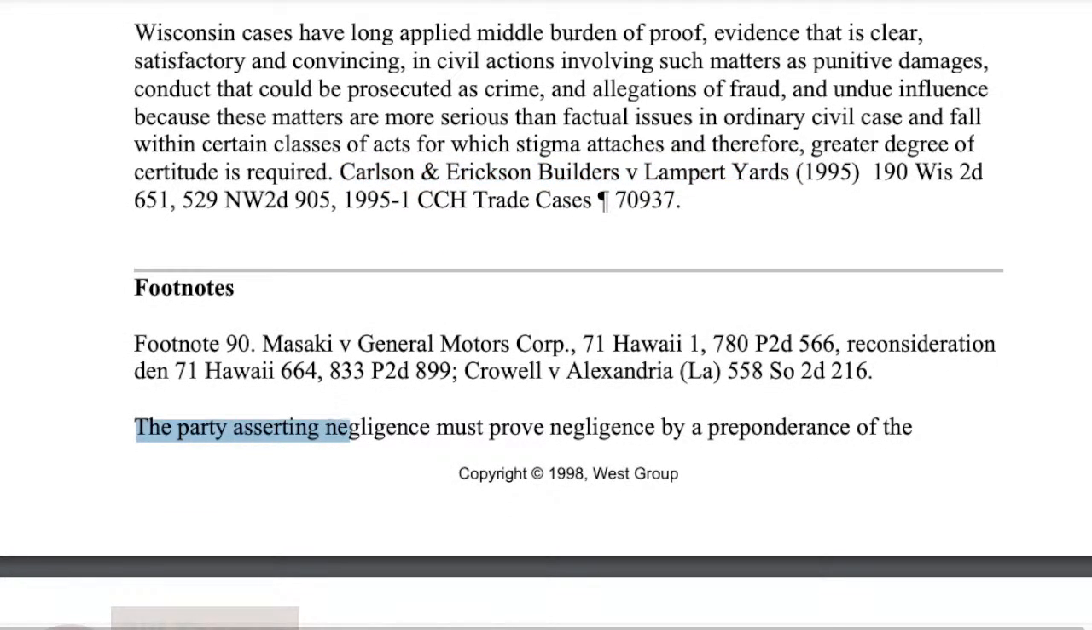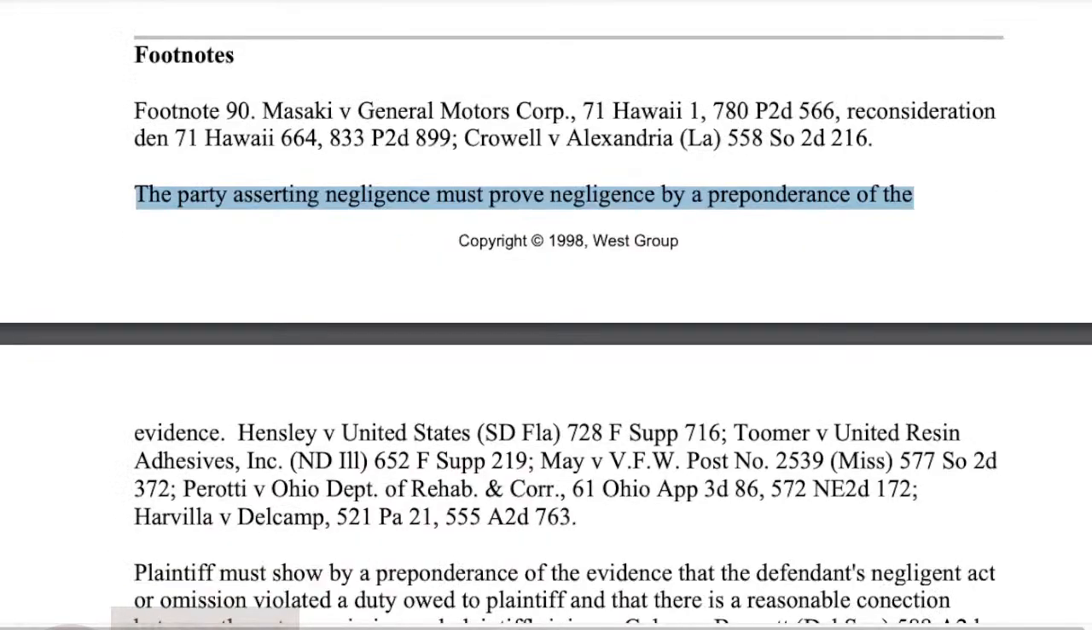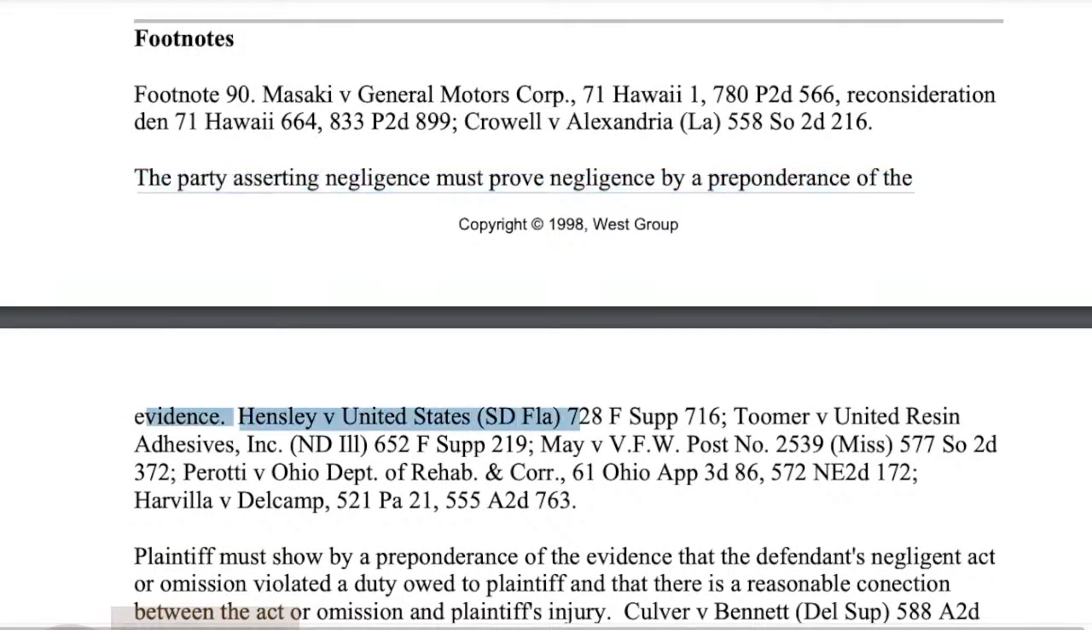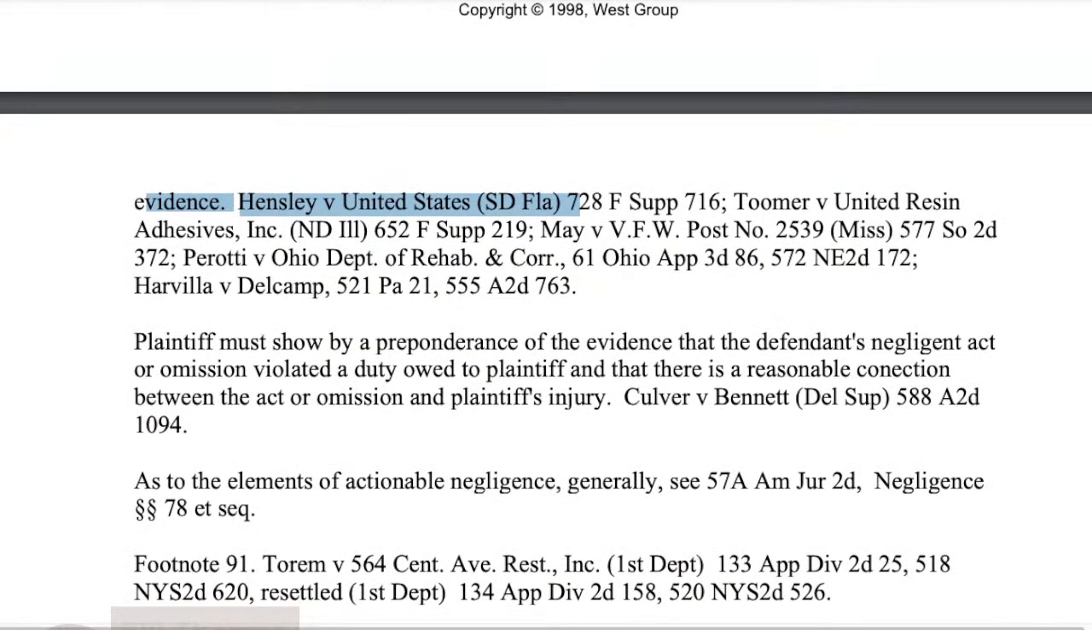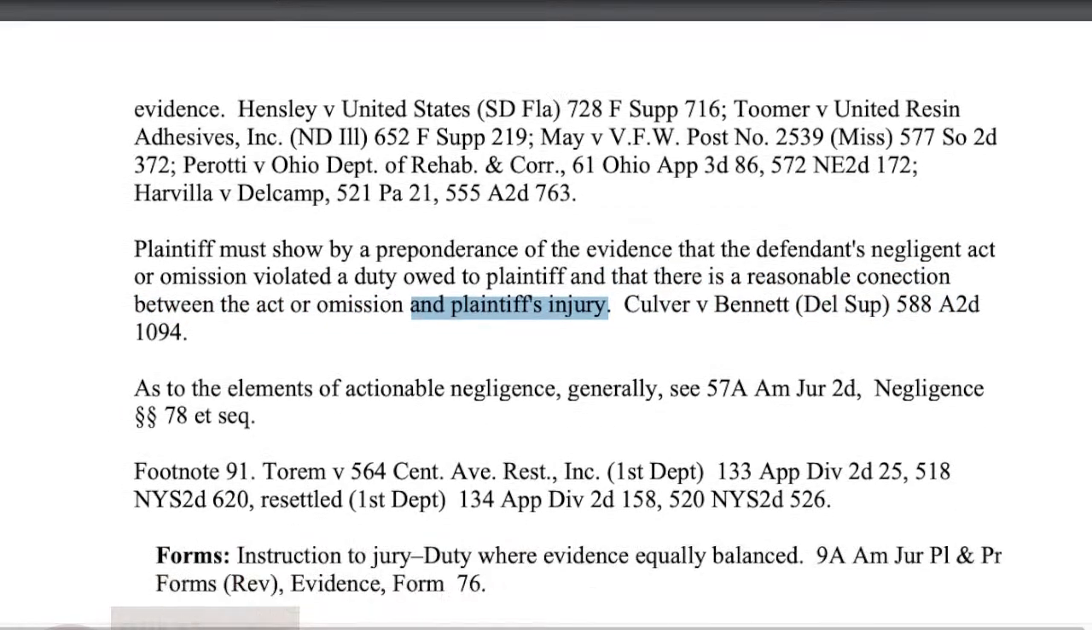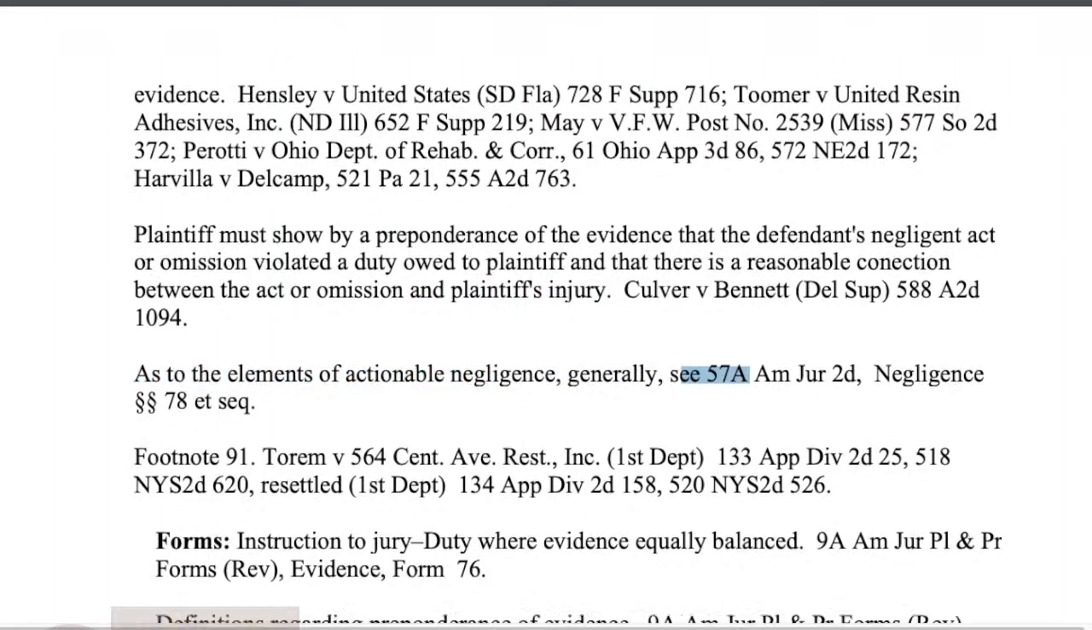Here, the party asserting negligence must prove negligence by a preponderance of the evidence. And that's in the Southern District of Florida. Let's see, you don't have the year there. That's just a footnote. Okay. Plaintiff must show by a preponderance of evidence that the defendant's negligent act or omission violated a duty owed to the plaintiff, and that there is a reasonable connection between the act or omission and plaintiff's injury. As to the elements of actionable negligence, generally see, negligence.